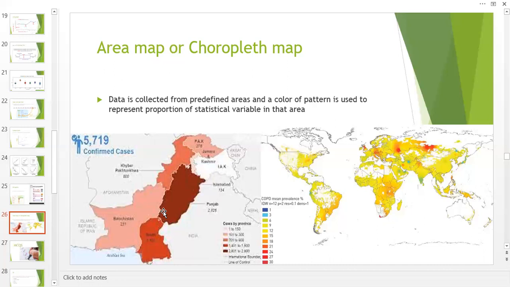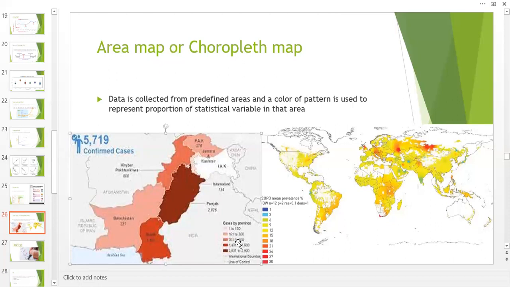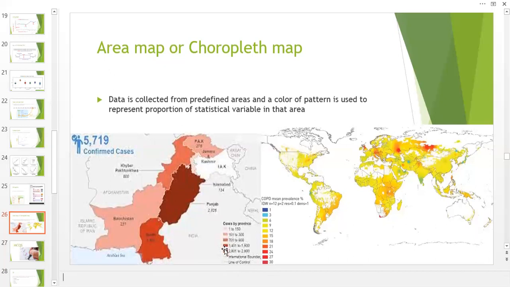In this, we have divided the predefined areas according to the provinces, and then we get data about the confirmed cases of COVID, and we have classified it according to the burden or incidence of disease, into categories or colors. This helps us to identify the magnitude of the problem in a particular area. This is another map in which COPD prevalence is being measured. So it helps us to identify where the problem is greatest in the map.